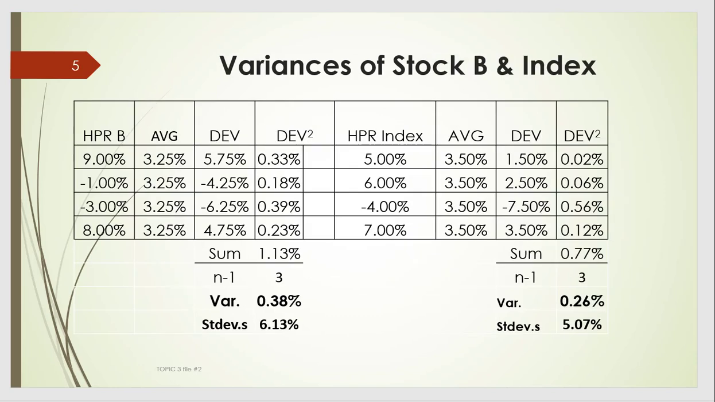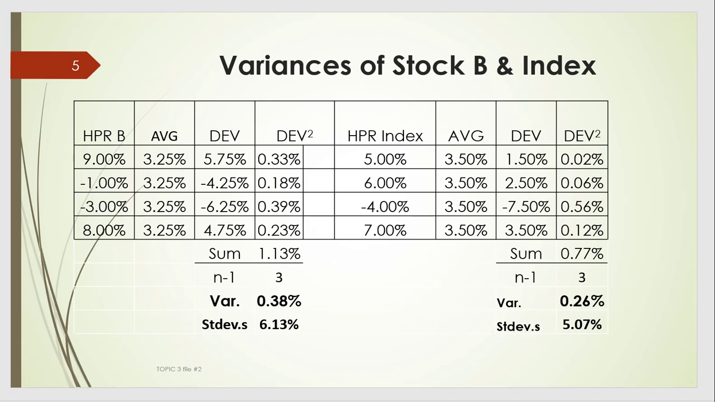So on the left-hand side, you see I did the calculations of the actual return minus the average, getting the deviations from average, squaring them, adding them up, and divide by 3. Gives me a variance of 0.38%. Again, taking the square root of that, we get back to standard deviation 6.13. Looking at the index, I repeated the exact same procedure, actual minus average. The deviations I squared, I sum them, divide by n minus 1. That gives me the variance. I take the square root of the variance, and I get standard deviation, which is 5.07.